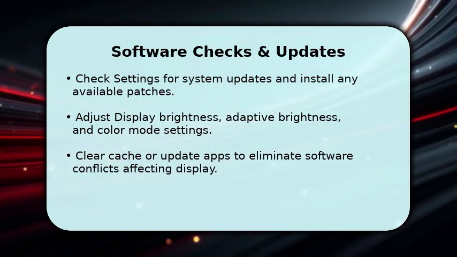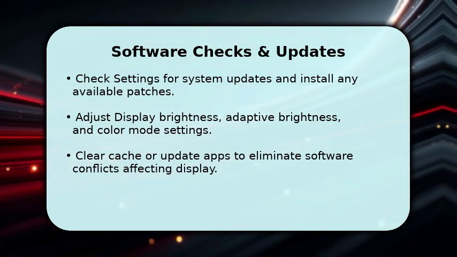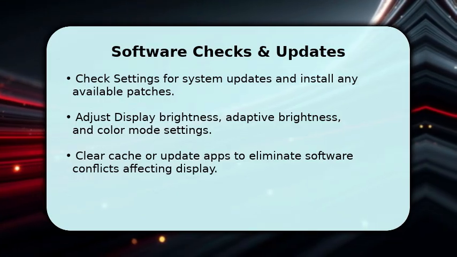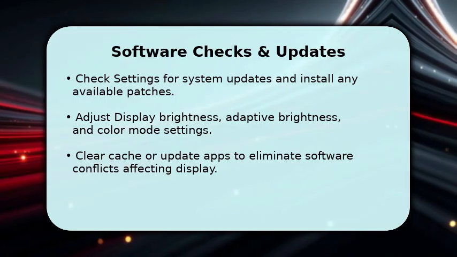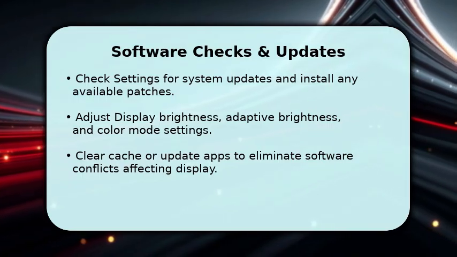Next, adjust display brightness, adaptive brightness, and color mode to rule out misconfiguration. Go to Settings, Display, then toggle adaptive brightness and change color profile if available.